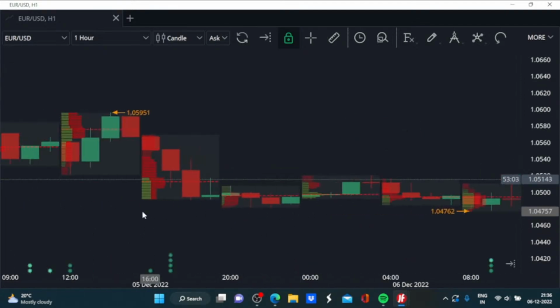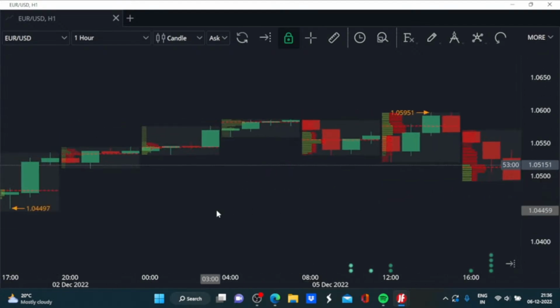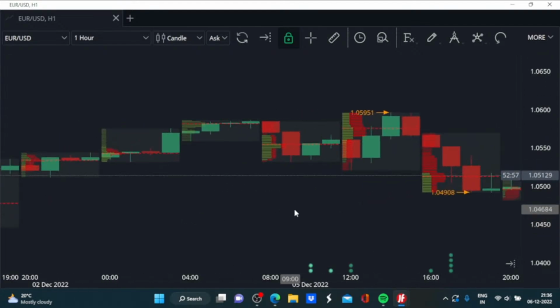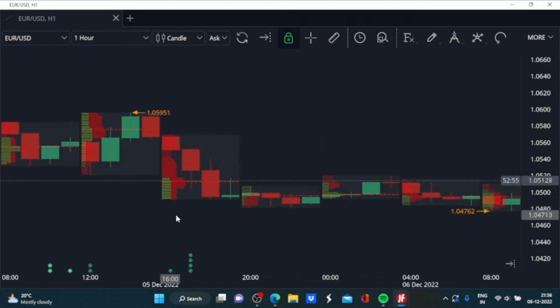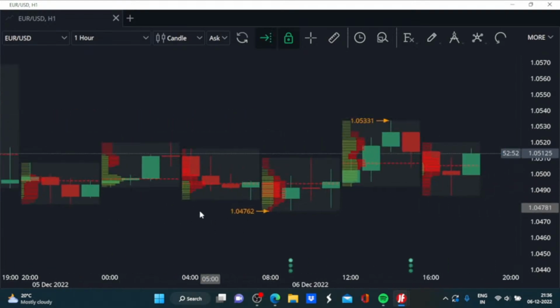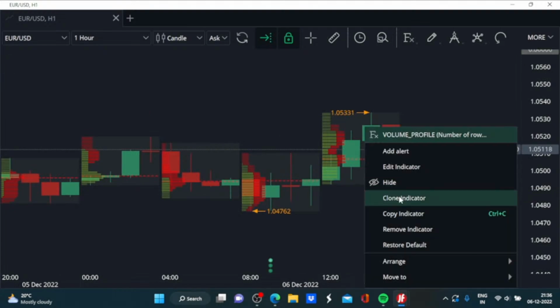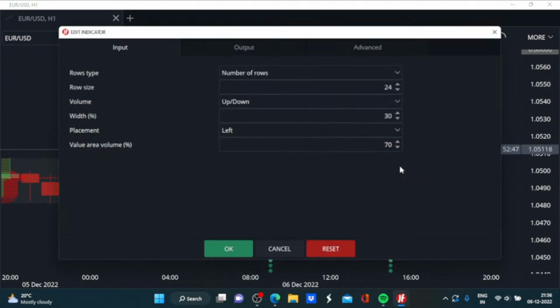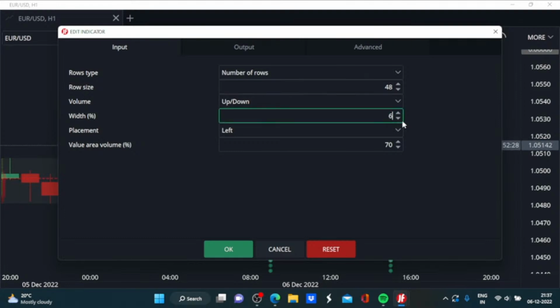Now, if we look at this clustering of hourly candles, four taken at a time, you will see that this kind of assessment is there. And if you feel like, you can go for a larger cluster as well. We can increase the row size. Let me double it. 48. The width can also be increased to say 60. I'm simply doubling all these parameters.